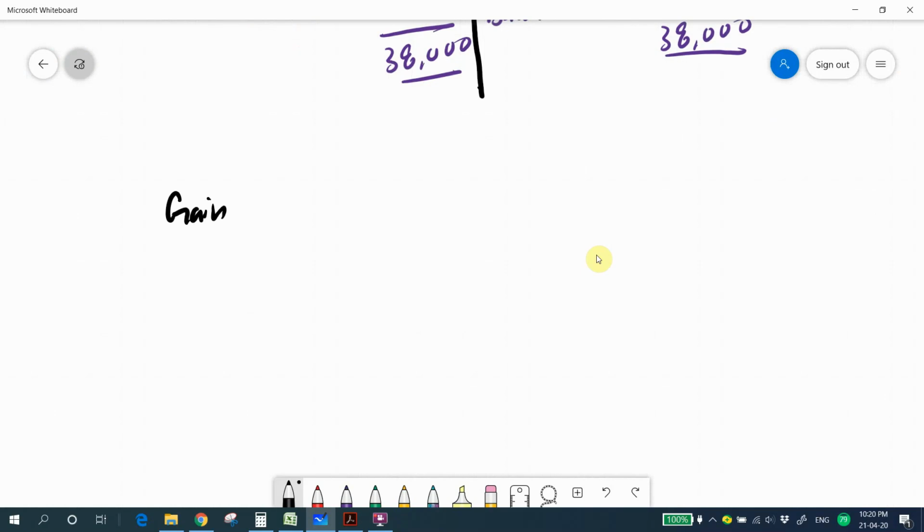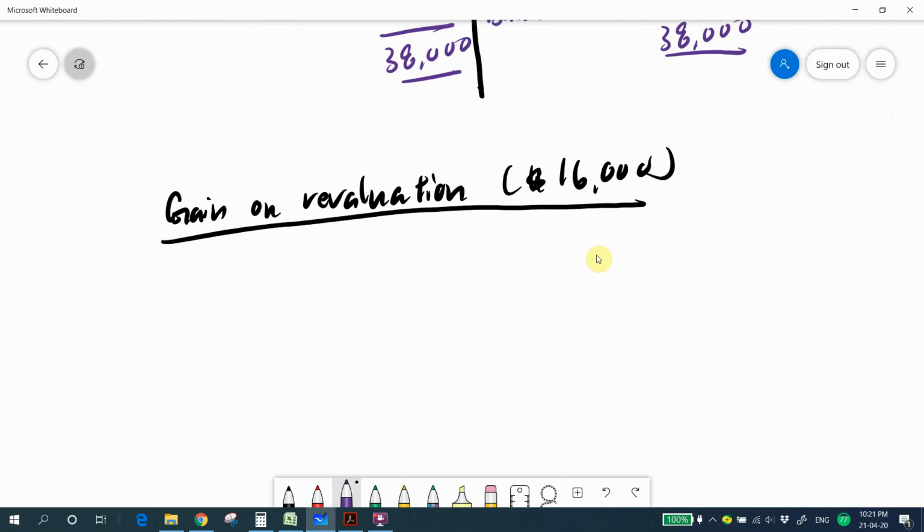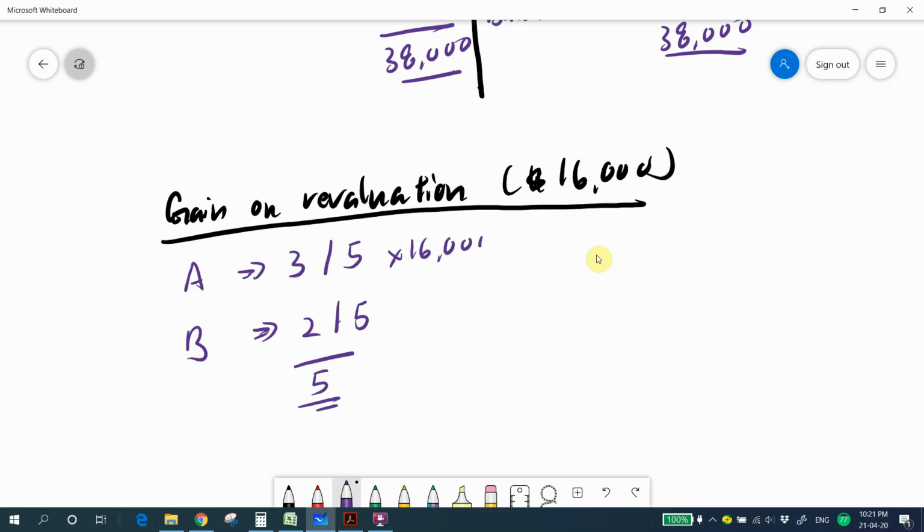So the gain on revaluation is 16,000, and now we have to do a working to share the 16,000. So we have two partners, A and B. C is not entitled because C is the new partner. A gets 3 portions, B gets 2 portions. It means that the total portion is 5. So we divide by 5 times 16,000.